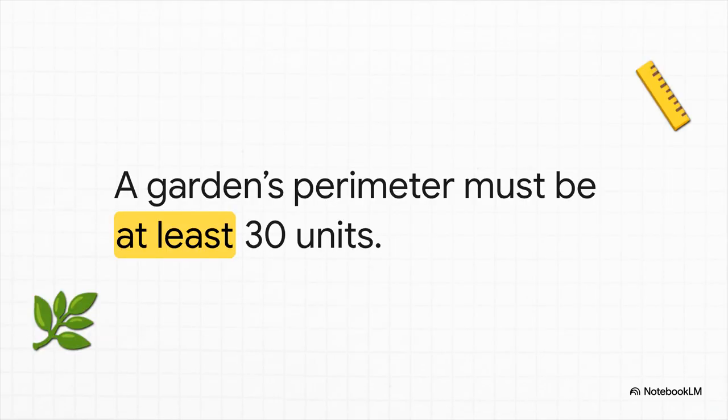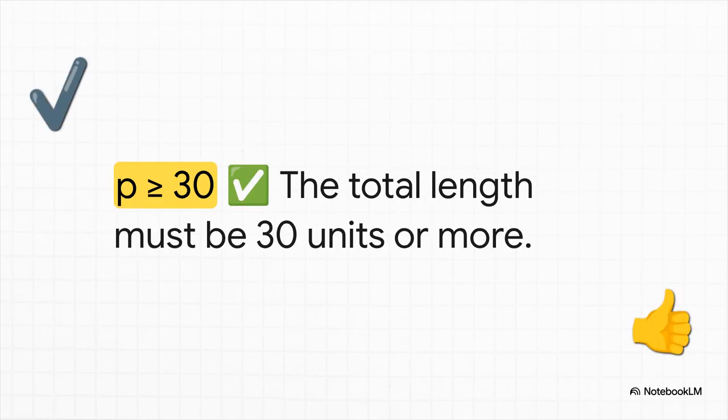Okay, time for a little twist. Example 3. So far we've been talking about maximums, no more than this. But what if the rule is a minimum? What if it's a requirement you absolutely have to meet or even exceed? Well, it's actually super simple. The inequality symbol just flips around. Instead of using less than or equal to, we use greater than or equal to.